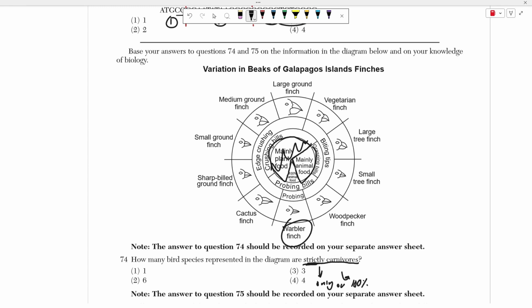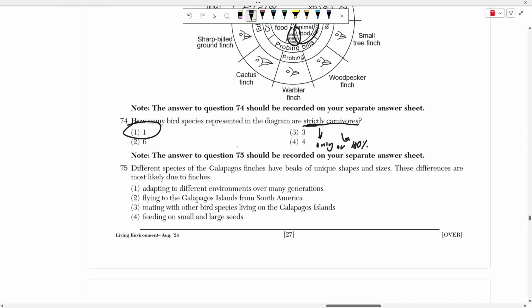So only one of these beaks or birds is going to be 100% carnivorous, and that's going to be the warbler finch. So only one bird species is strictly carnivorous. So don't fall for the trap. Don't think that mainly animal food and 100% animal food is the same thing. It's really not, right? If something is mainly animal food, again, that means that they could be eating some plants, but strictly carnivorous means you can only eat meat. So there's only one that's 100%.